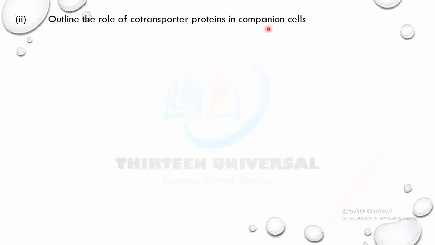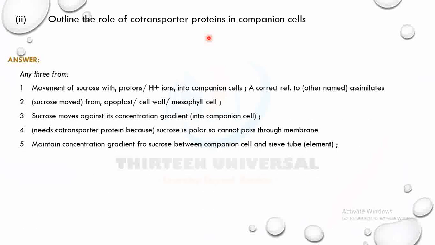into the cytoplasm of the companion cell. So sucrose moves from lower concentration to higher concentration, and that is called secondary active transport. Hydrogen ion is moving by facilitated diffusion, so it helps to transport sucrose. Look at it here, the movement of sucrose with proton. Sucrose moves from the cell wall, the apoplast of the mesophyll cell.